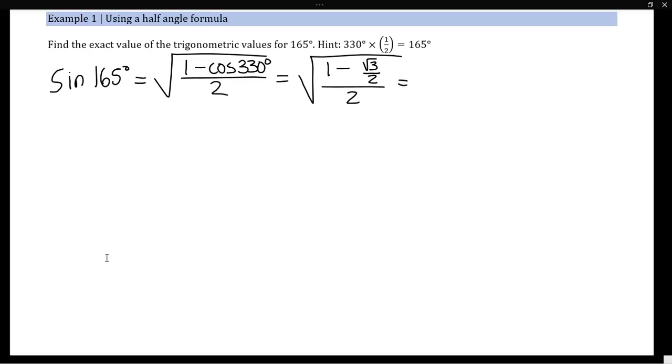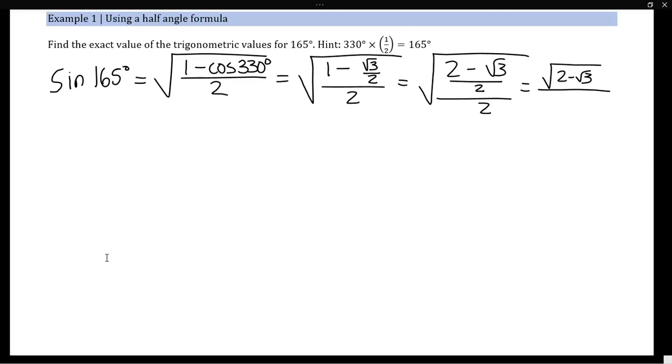If we get a common denominator, we would have the square root of 2 minus the square root of 3, all of that divided by 2, and all of that is divided by 2. So we end up with the square root of 2 minus the square root of 3 divided by the square root of 4, because we multiply the 2 and the 2 and get 4. But the square root of 4 is 2, so this is our final answer for the sine.